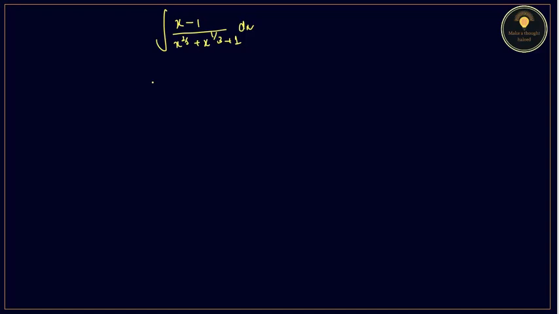Then we have to find the integration of (x minus 1) upon (x to the power 2 by 3 plus x to the power 1 by 3 plus 1). So what we will do, we will write the formula for x minus 1, that can be written as (x to the power 1 by 3) to the whole cube minus (1 to the power 1 by 3) to the whole cube.